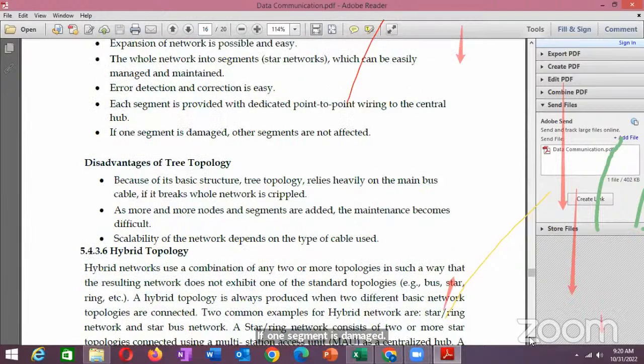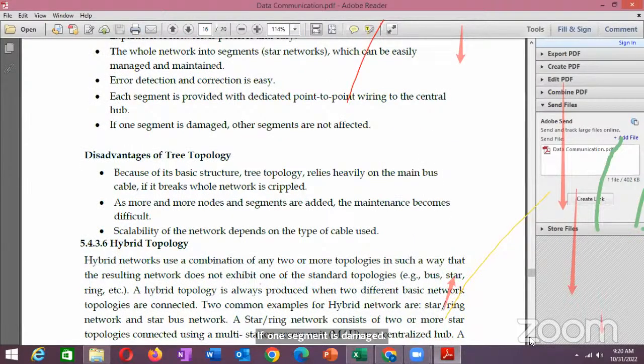Then the disadvantages of the tree topology. Because of its basic structure, tree topology relies heavily on the main bus cable. If it breaks, the whole network is crippled. As more and more nodes and segments are added, maintenance becomes difficult. Then scalability of the network depends on the type of cable.